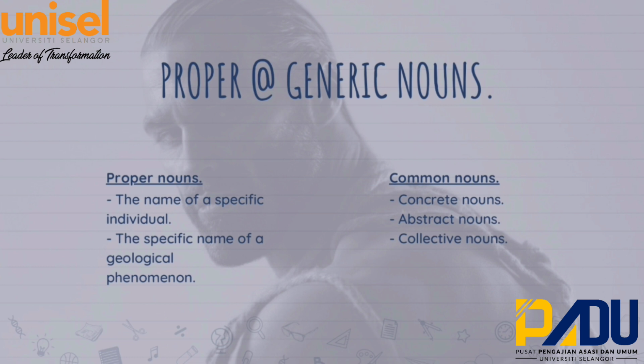So for the common nouns, there are three which are relatively important: the concrete nouns, the abstract nouns, and the collective nouns. So concrete nouns are nouns that you can physically see, while abstract nouns are things that you can't physically feel, and basically something along the lines of that.